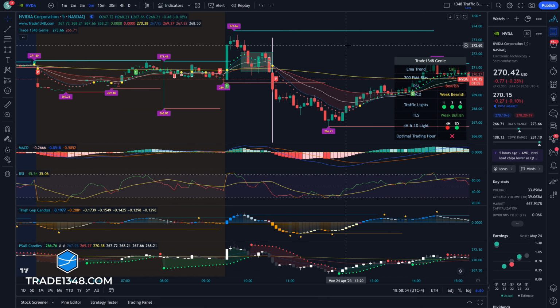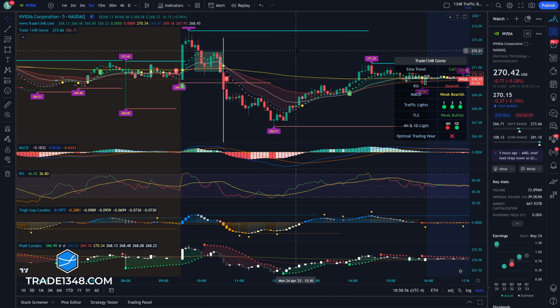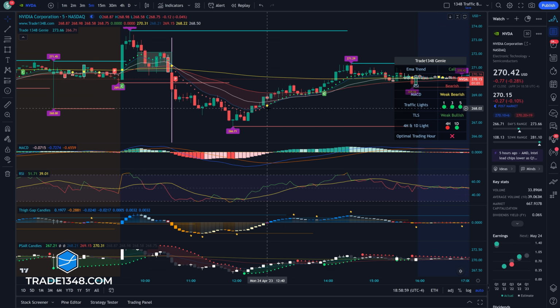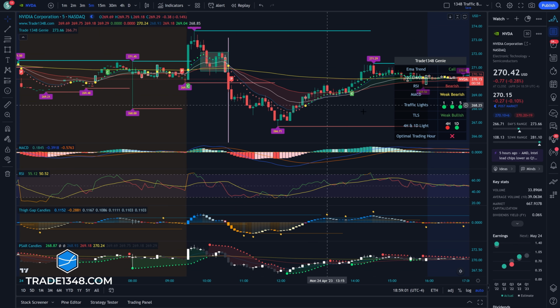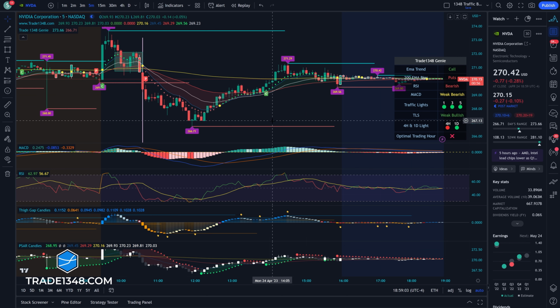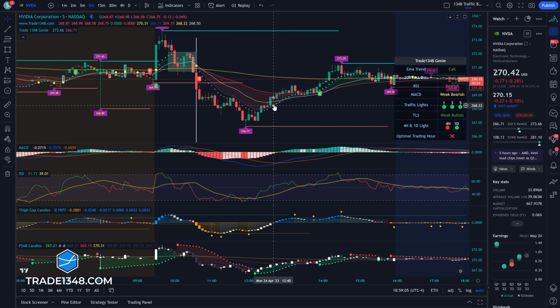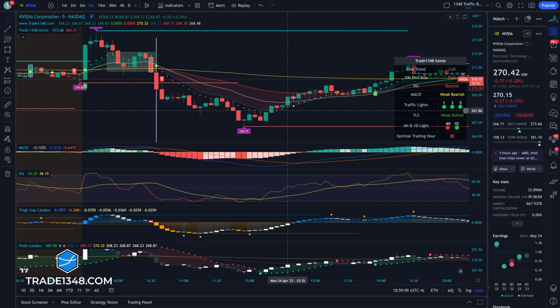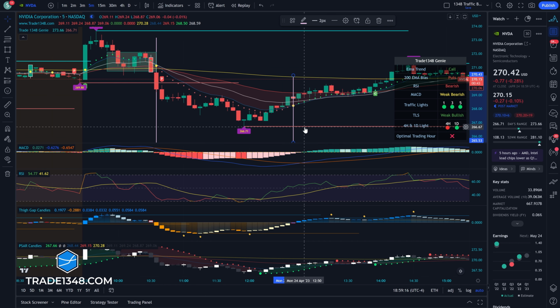Okay. Now, this is just one example of many examples. We could go ahead and run the 5 minute, and we'll do this one more time. On the 5 minute, we have a traffic light here. Now, of course, we're not going to enter on this traffic light, right? But we're gonna draw this here. Now, we're gonna look for an entry pretty close here to the 24, right?